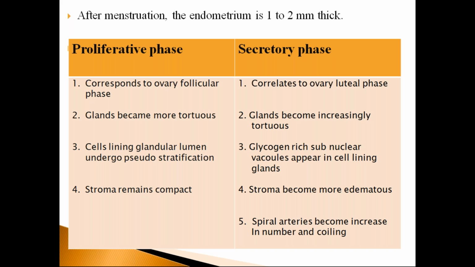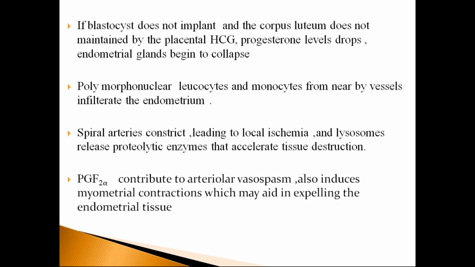So the proliferative phase corresponds to the follicular phase, where the glands become tortuous and the stroma remains compact. In the secretory phase, under the influence of progesterone, there is appearance of subnuclear vacuoles which are rich in glycogen, the stroma becomes edematous, and spiral arteries become more tortuous.